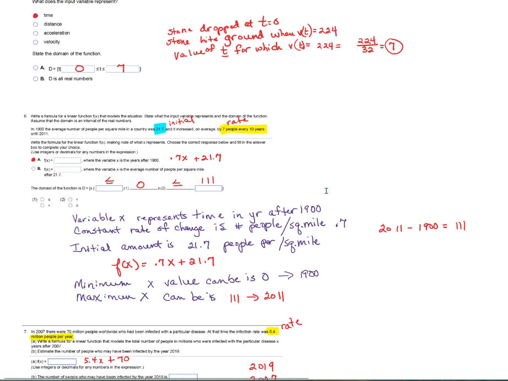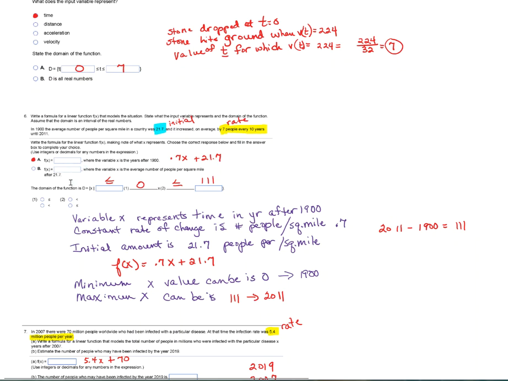Number 6, same idea. In 1900, the average number of people per square mile in a country was 21.7. That's our initial. And it increased on average by 7 people every 10 years till 2011. Write the formula. So that's 7 people every 10 years is 7 out of 10. So that's going to be 0.7x plus 21.7, which was our initial.